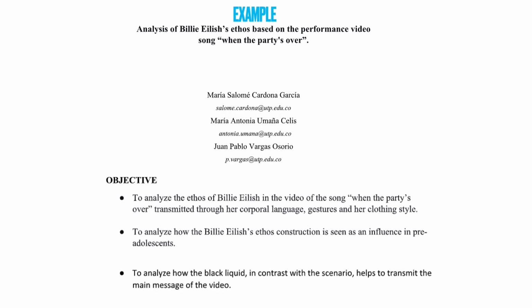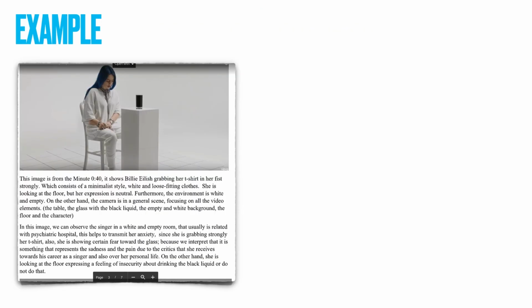Later on, they talk about analyzing the ethos construction of Billie Eilish as an influence in pre-adolescence. And lastly, they decided to analyze how a black liquid, which is contrasted in this scenario, transmits the main message of the video. So they have already defined that there is a focus on a black liquid which is represented in the video. So in this sample, notice they have already designed all of this section, which is understood as the locutionary act, and this section, which is understood as the elocutionary act.